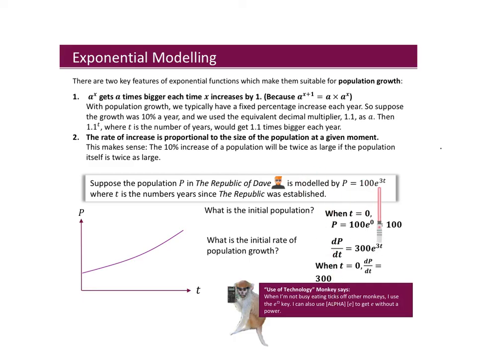Now, to find the rates of change, we need to differentiate. If our model is 100e to the 3t, when we differentiate exponentials, e to the power of 3t stays the same. We differentiate what's up there: 3t differentiated is 3. We multiply that by our constant, so we get 300e to the power of 3t. The initial rate of growth is when t equals 0. We substitute that in and get 300 times e to the power of 3 times 0, which is e to the power of 0, which is 1. So it's really simple.